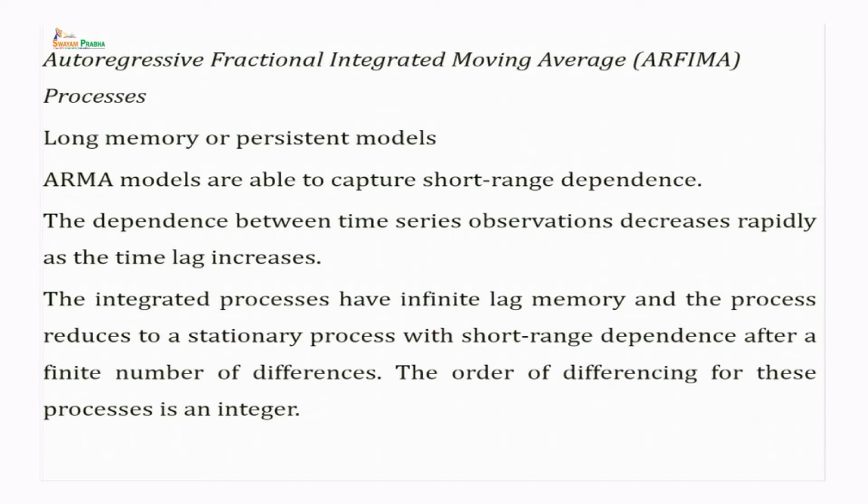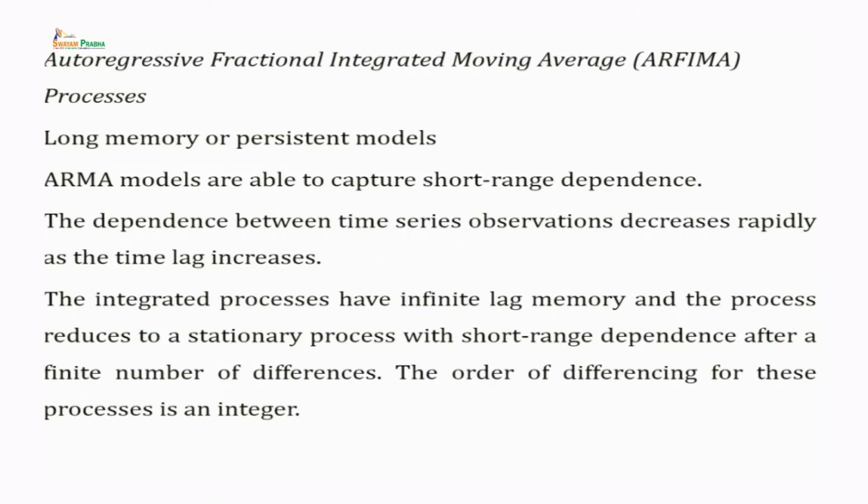Now, the order of differencing for the auto-regressive integrated moving average processes is an integer. So, suppose you difference the series once, you have the random walk model, you difference the series once, you get a purely random process. So, order of integration is 1. So, usually it is an integer.